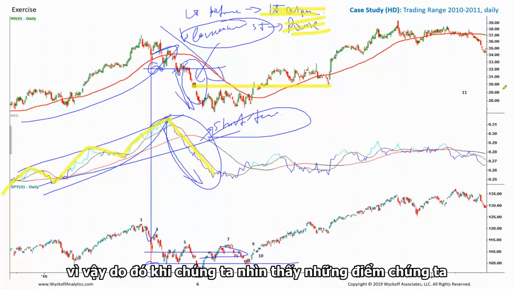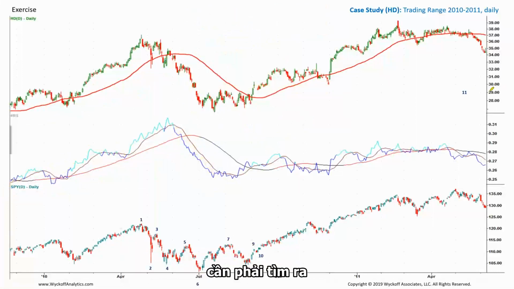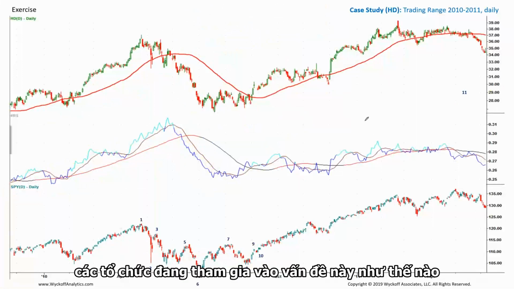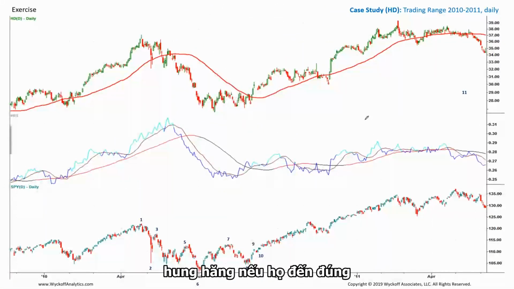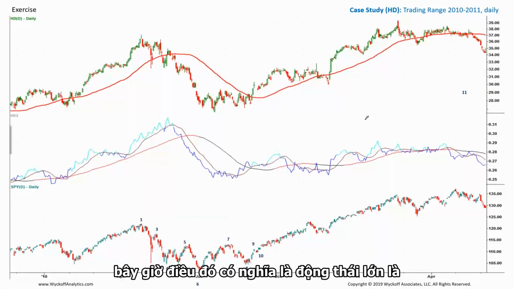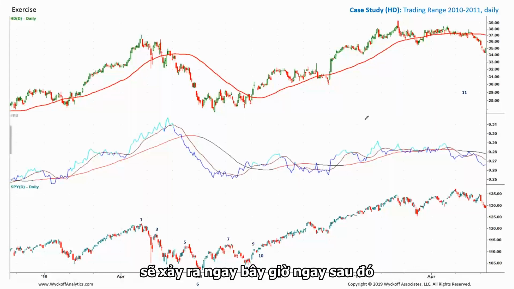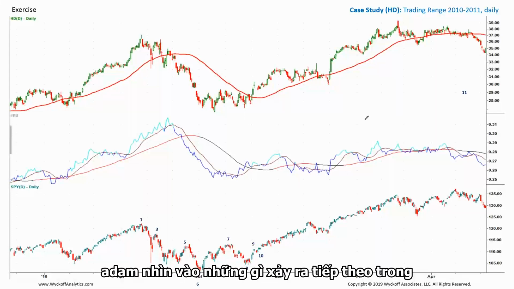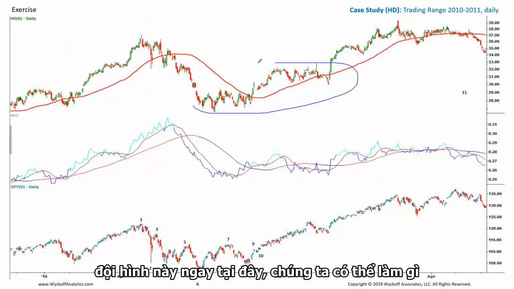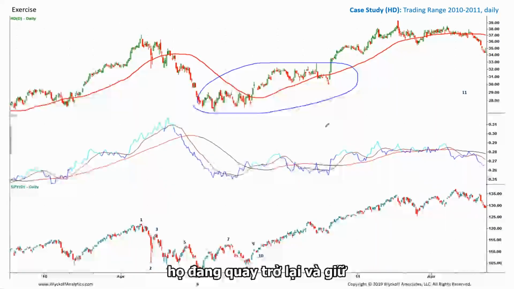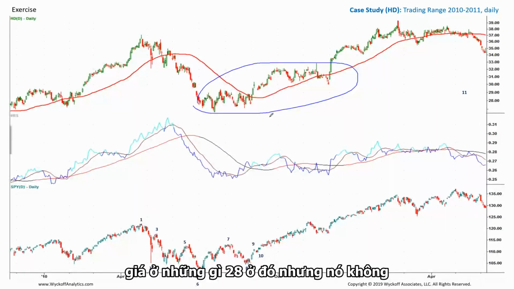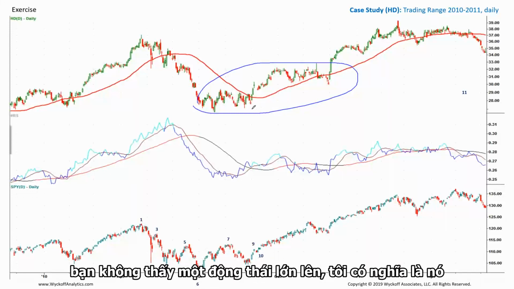Therefore, when we see these spots, we need to figure out how institutions are coming into this position. Are they aggressive? Are they not aggressive? If they're coming in right now, does it mean that the big move is going to happen right afterwards? So Adam, looking at what happens next in this formation right here, what could we say? They're coming back in and holding the price at what, 28 there, but it doesn't look like they're coming in big. You don't see a huge move up.